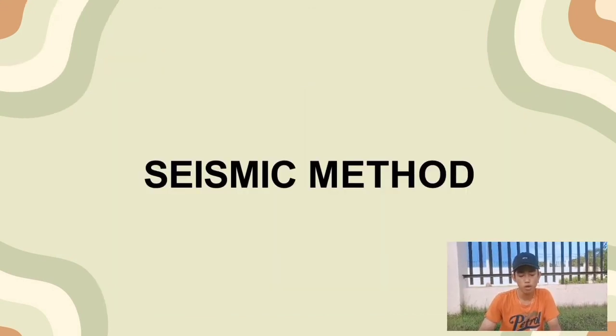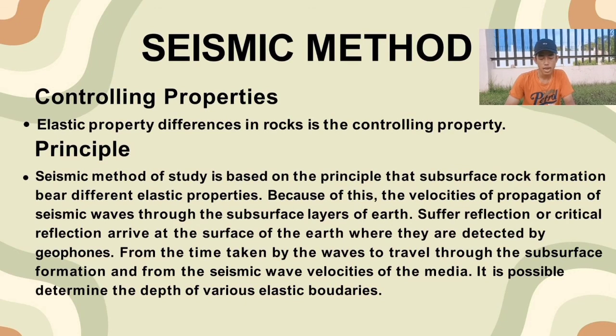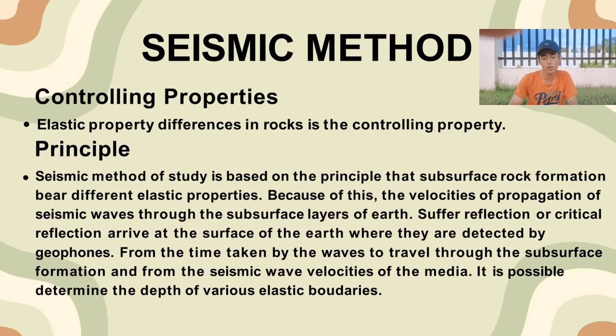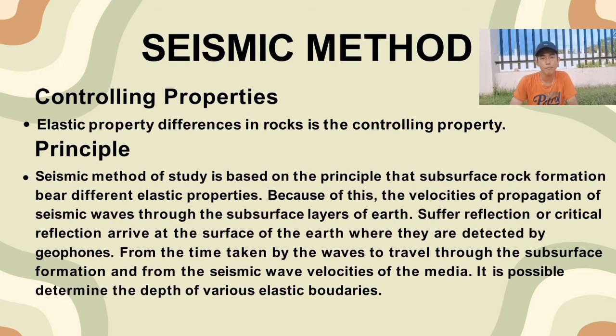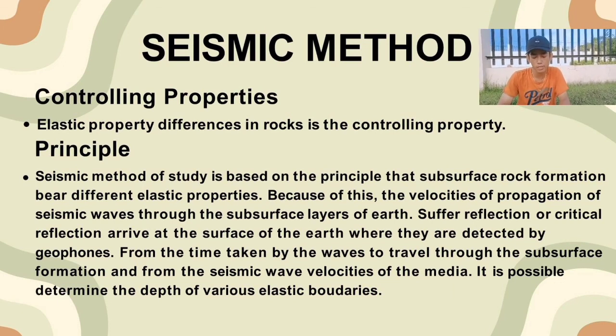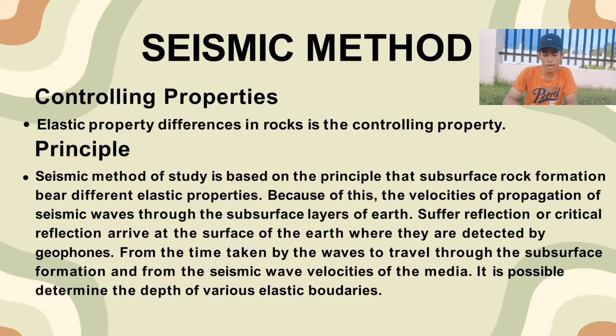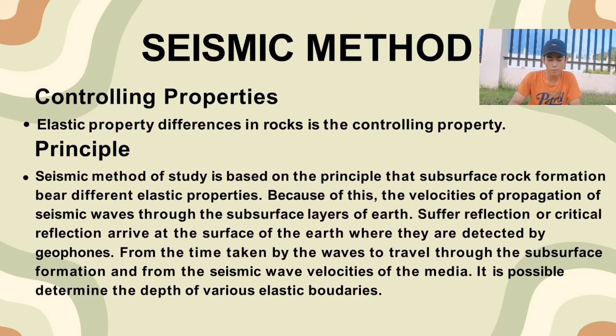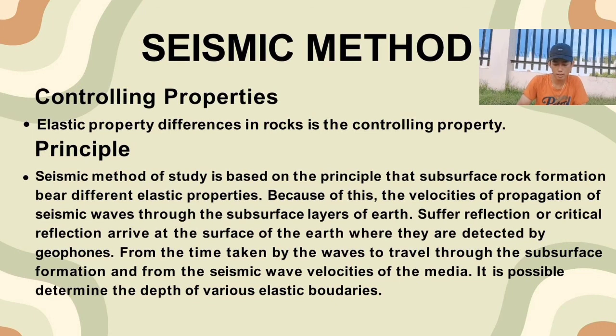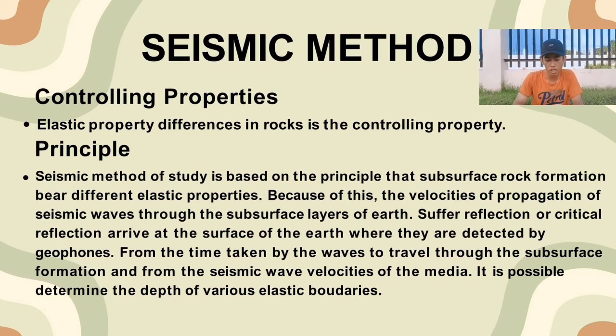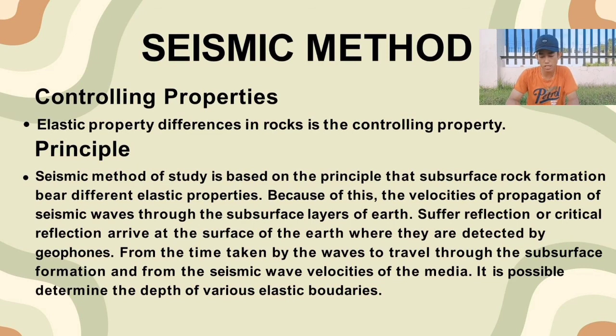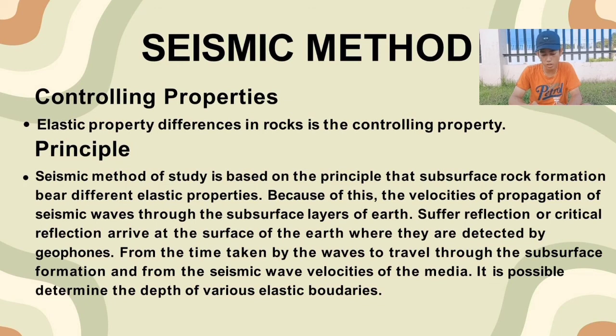Seismic method. Controlling property. Elastic property difference in rocks is the controlling property. Principle. The method is based on the principle that subsurface rock formations bear different elastic properties. Because of this, the seismic waves propagating through the subsurface layers of the Earth suffer reflection or critical refraction and arrive at the surface of the Earth where they are detected by geophones.